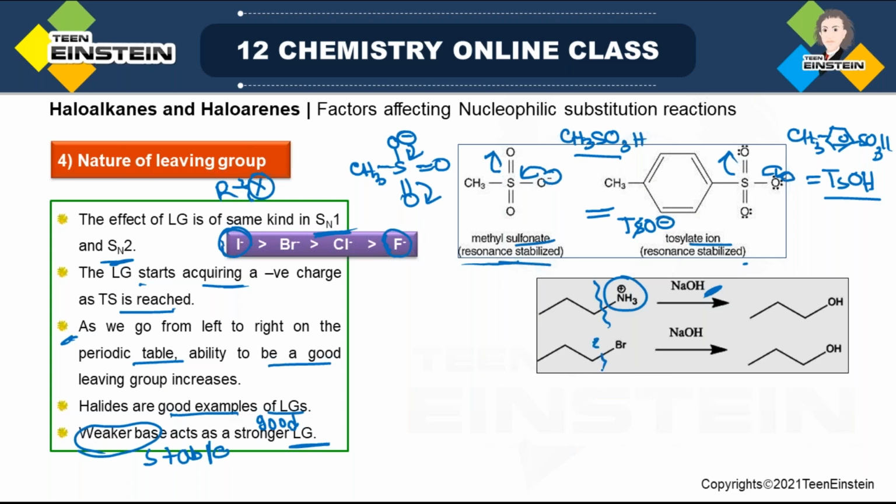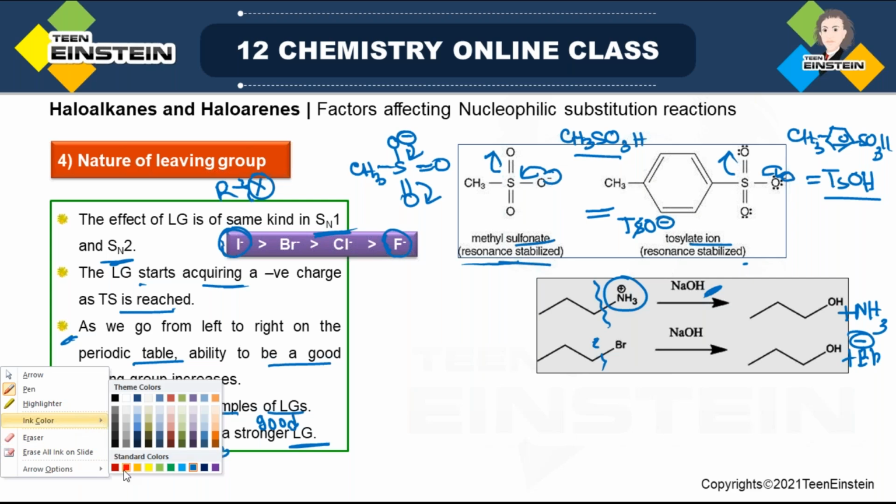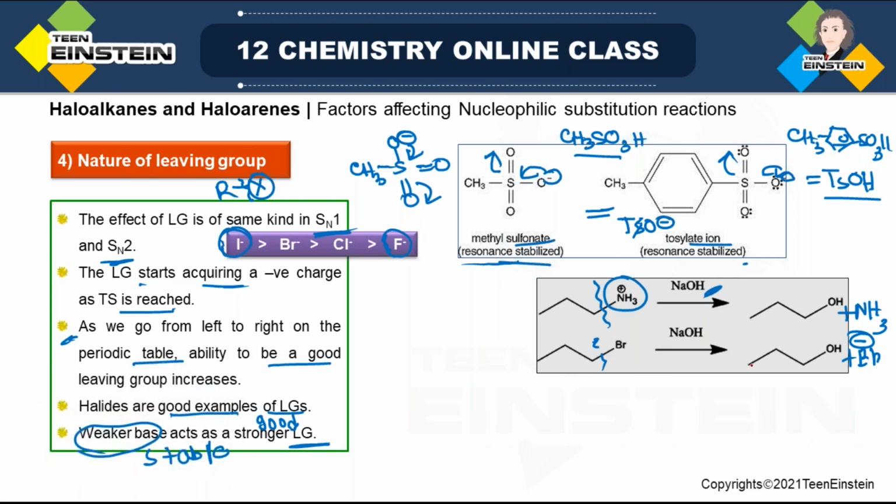In the second case, the carbon and bromine bond will be broken. Now in the first case, the leaving group is basically ammonia. In the second case, the leaving group is bromide. Now if I ask that among these two reactions, in which case the reaction rate will be high, it is obviously the first one. The first one will give a better result than the second.